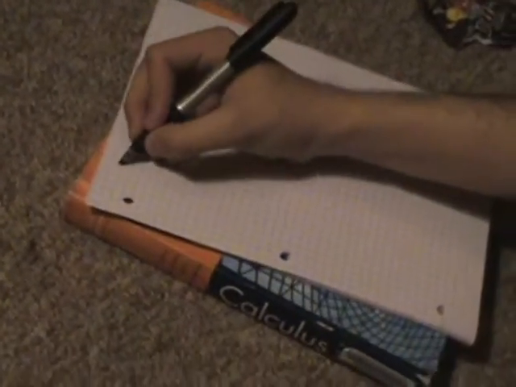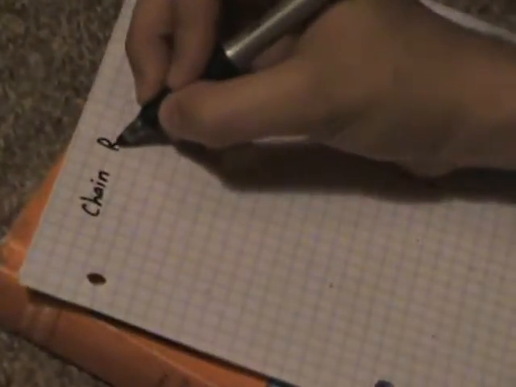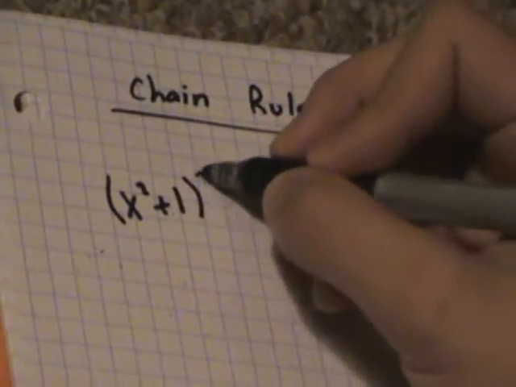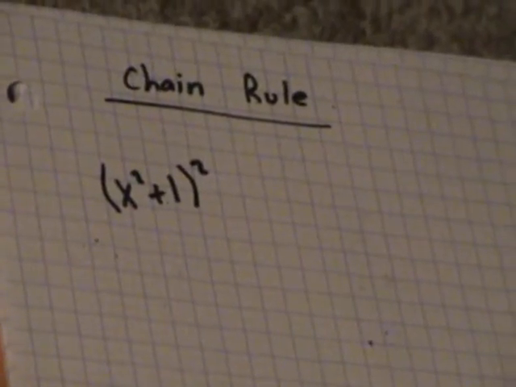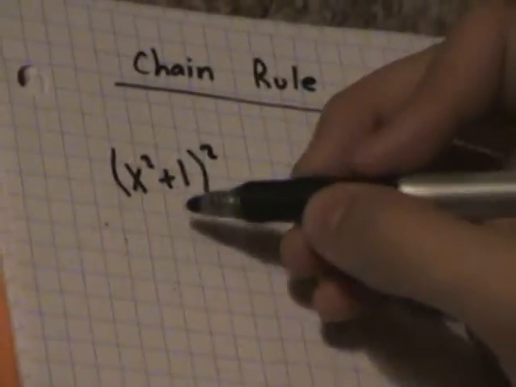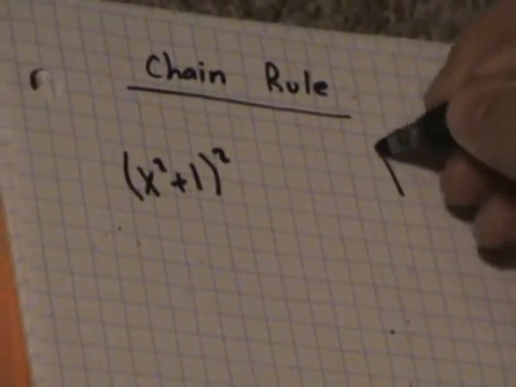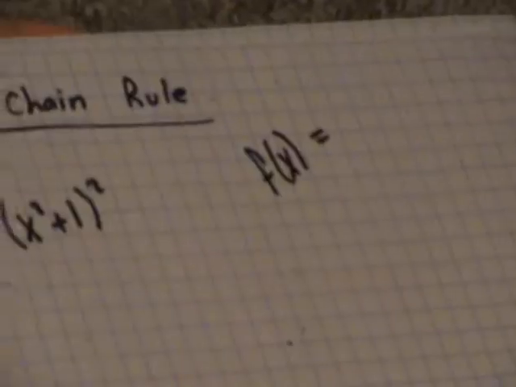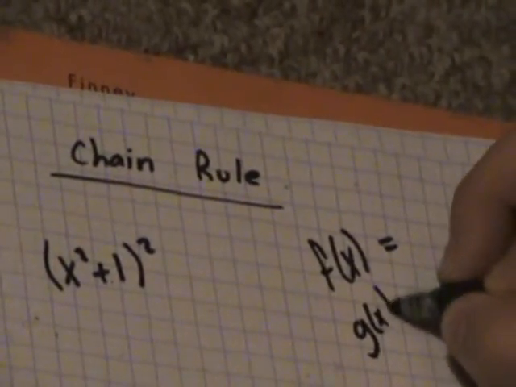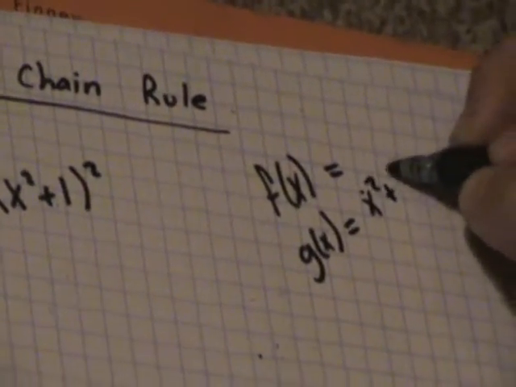The final one, which is going to require its own sheet of paper, is the chain rule. A lot of people get confused by this, but it's pretty simple. Let's take x squared plus 1, all squared. Now, you're probably wondering, how do I do this? And this is where the chain rule comes along, because there are two things you have to do here. We're going to make the outside f of x, which equals, we'll see what it equals in a second. We'll make the inside g of x, which equals x squared plus 1.